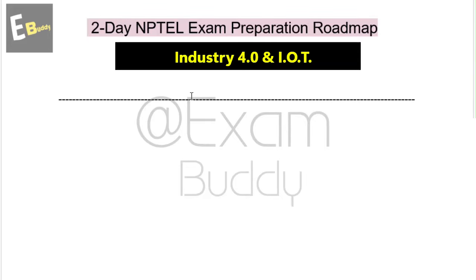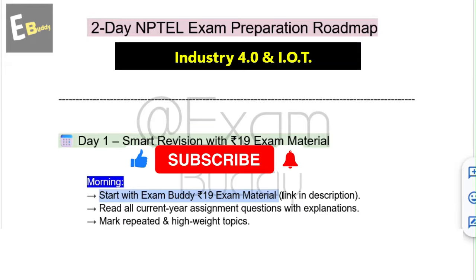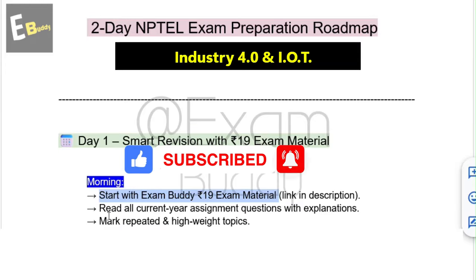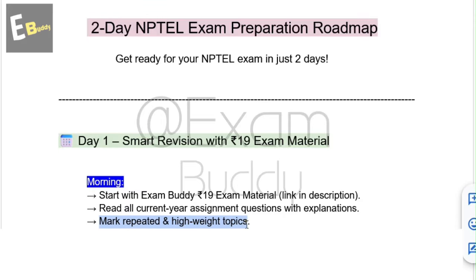On day first morning, start with Exam Buddy rupees 19 exam material, the link is in our description, and read all current year assignment questions with explanation. All assignments and questions with explanation are in our 19 rupees exam material, and mark repeated and high weight topics. You have to find the similar questions and mark them. So these three things you have to do in the morning: start with Exam Buddy rupees 19 exam material, read all current year assignment questions with explanation, and mark repeated and high weight topics.